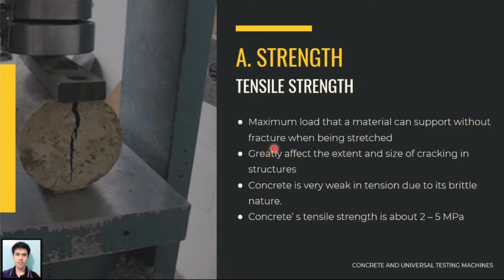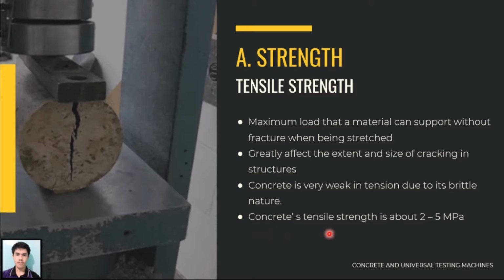The next one is tensile strength, the maximum load that a material can support without fracture when being stretched. It greatly affects the extent and size of cracking in structures. Concrete is very weak in tension due to its brittle nature. So, medyo mahina daw yung concrete, no? Kaya mapapansin natin, malimit may mga crack. Yun yung problema sa concrete, malimit may crack. Kasi mahina yung tensile strength niya, mahina siya sa tensile stress.